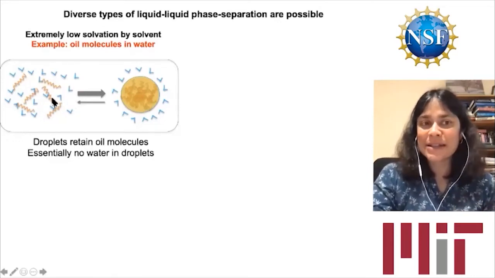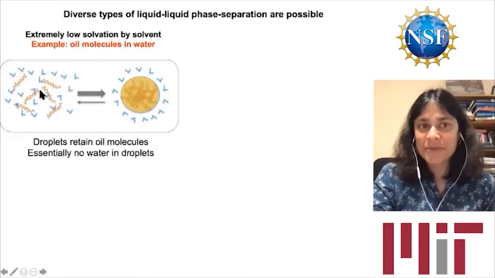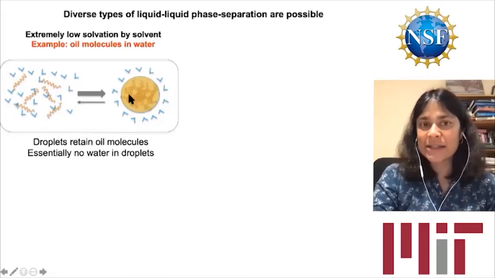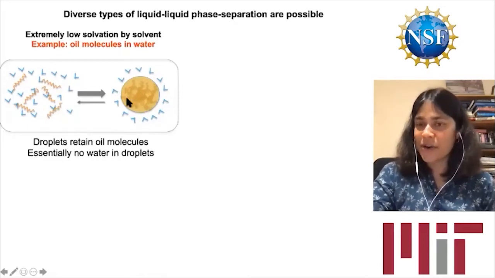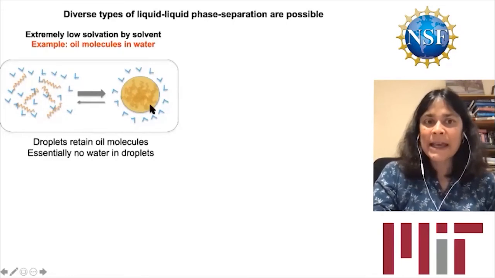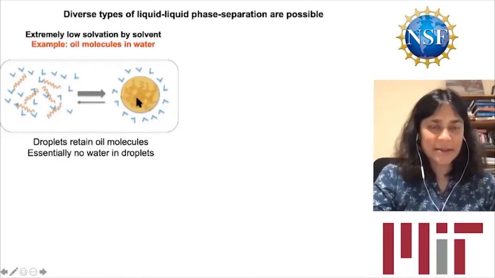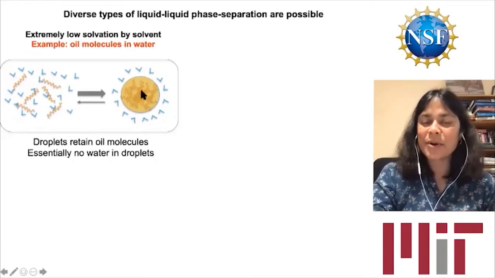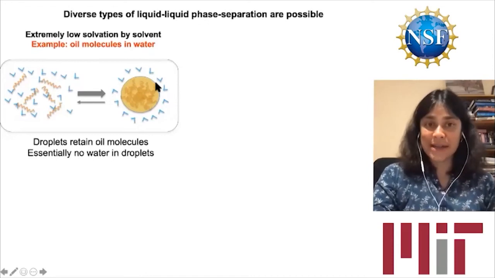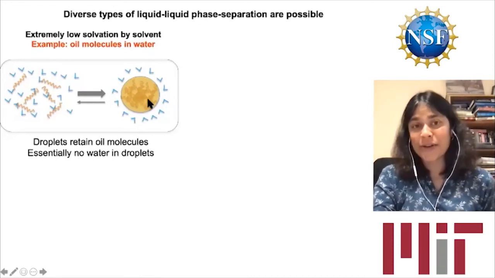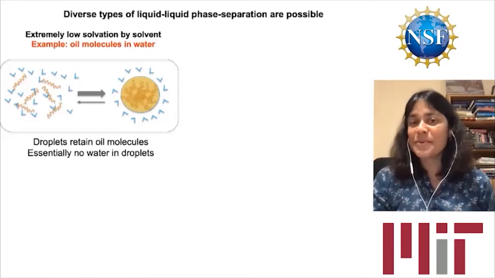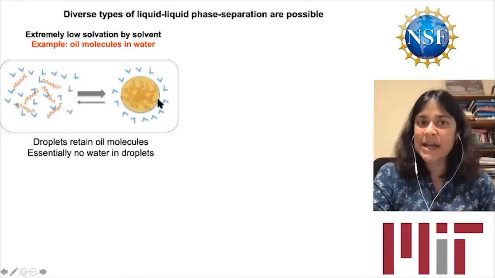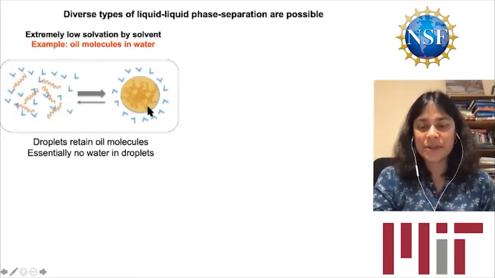So what happens when you have oil and water? Oil molecules shown in yellow are very weakly solvated by water. They would rather interact with each other to form these oil droplets than interact with water. And these kinds of droplets have a few very defined features. Droplets retain the oil molecules. The oil molecules don't come in and out that rapidly. And there's very little water in the oil molecules because, again, oil is hydrophobic and water is not going to be solvated by the oil. Okay. So this is one type of phase separation that we can discuss.